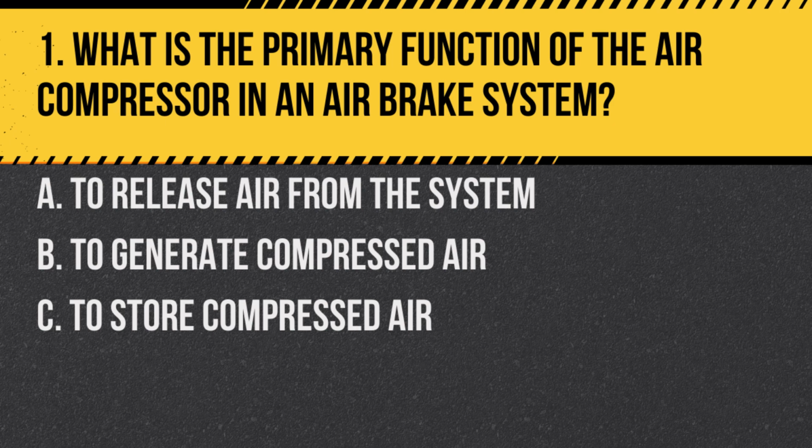Question 1. What is the primary function of the air compressor in an air brake system? A. To release air from the system. B. To generate compressed air. C. To store compressed air. Answer. B. To generate compressed air. The air compressor is responsible for generating the compressed air needed for the braking system.